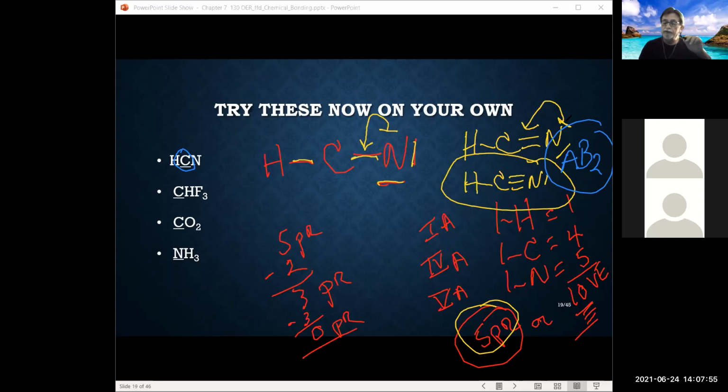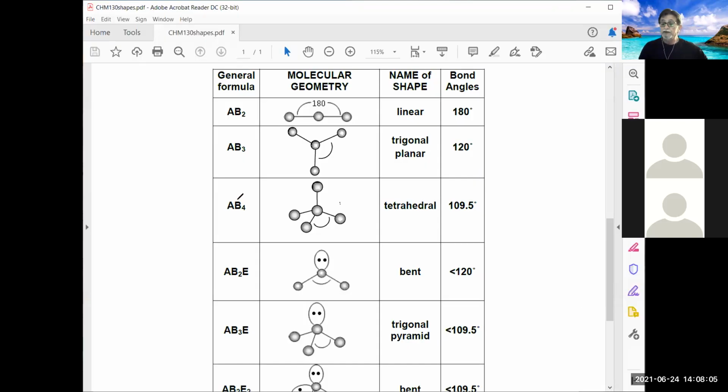Now, with that bit of information, the next thing you do is go to the shapes table and look for AB2. And that is the very first entry right there, AB2. So this could be carbon in here, and there's hydrogen, and this could be nitrogen. And that geometry is called linear, okay? And that bond angle is 180 degrees.